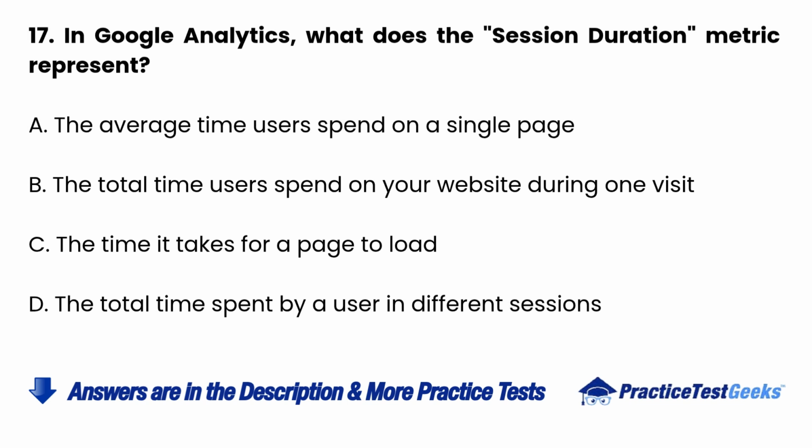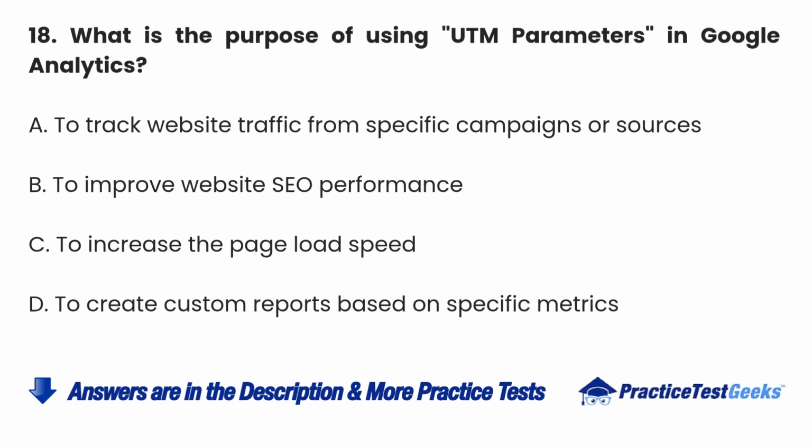17. In Google Analytics, what does the session duration metric represent? A. The average time users spend on a single page. B. The total time users spend on your website during one visit. C. The time it takes for a page to load. D. The total time spent by a user in different sessions.